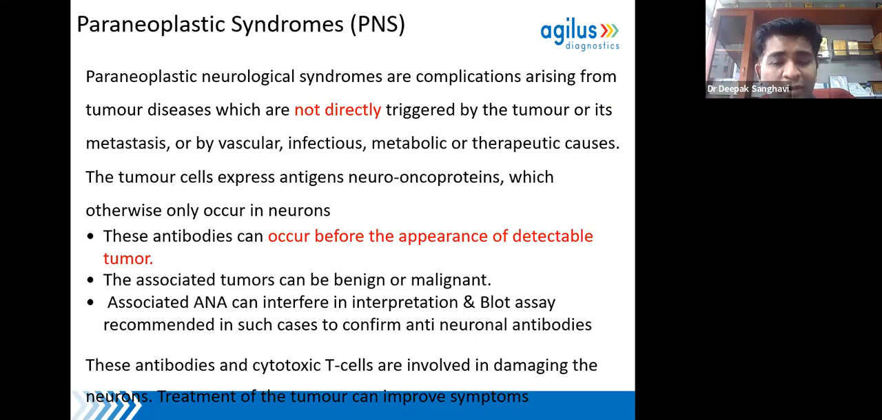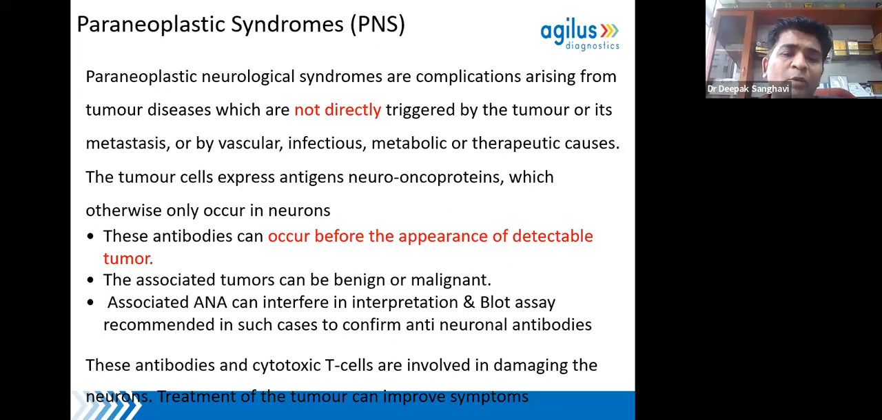So you are able to detect a tumor, or maybe detect a tumor well in advance, because these autoantibodies normally come 5 to 6 years before the tumor, and maybe they are also associated with the tumor. So they are called paraneoplastic antibodies. You're talking about a neurological syndrome associated with a tumor and diagnosed by using autoimmune antibodies against the neuro-oncoproteins.